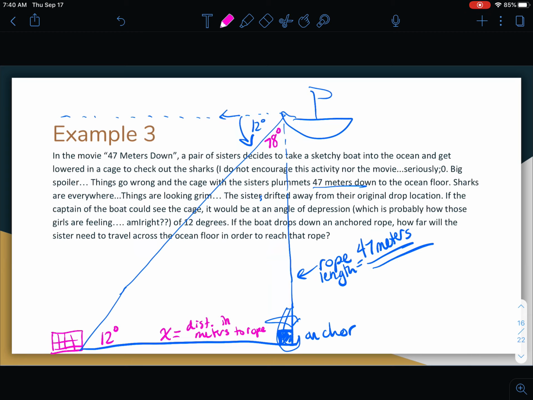Okay, from the girls to the rope. So they're going to basically pretend to run at the bottom of the ocean to get this anchor and get dragged up before the sharks eat them. Or they run out of oxygen. That was a big problem.